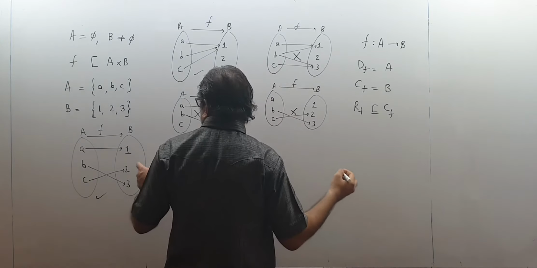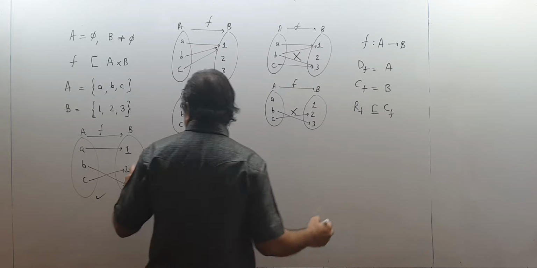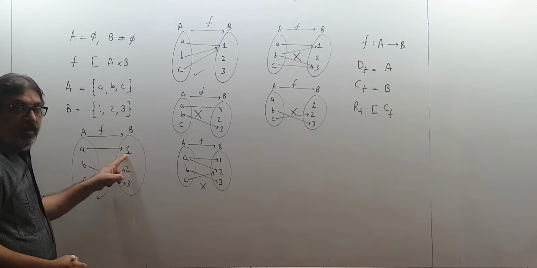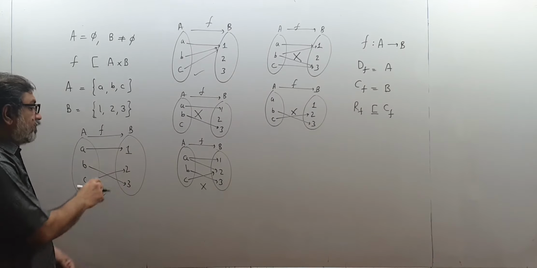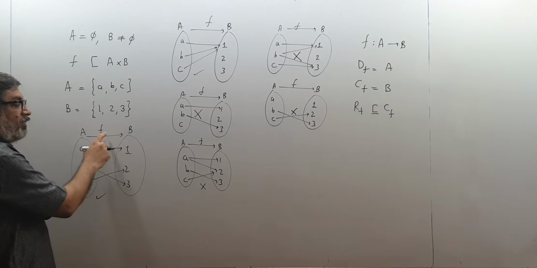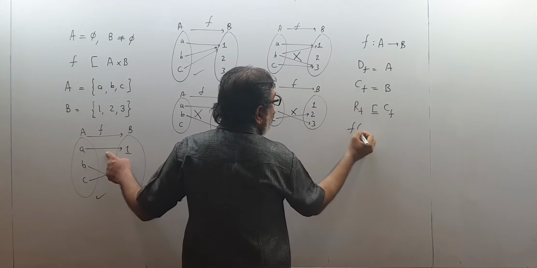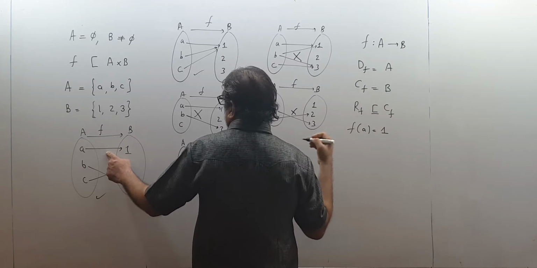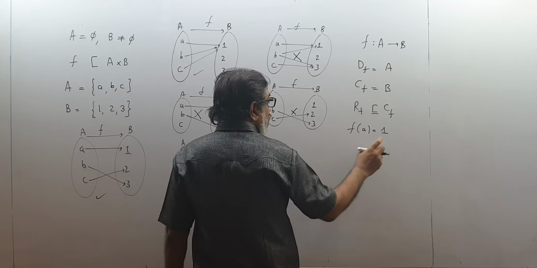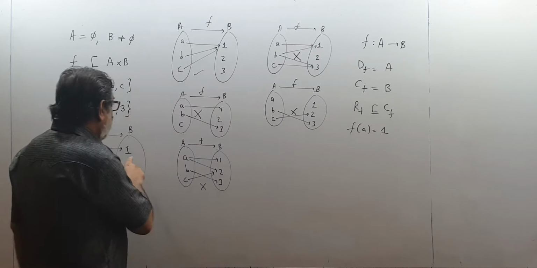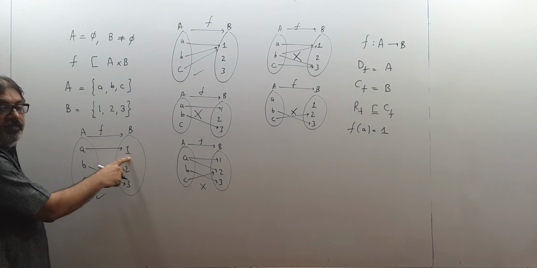Now in this diagram I can see that A corresponds to 1. How do I write it in notations? I will think that I am putting A in F and I get value 1. So I will say F of A is 1. This type of notation we will write. F of A is 1. This number will be called the value of the function.